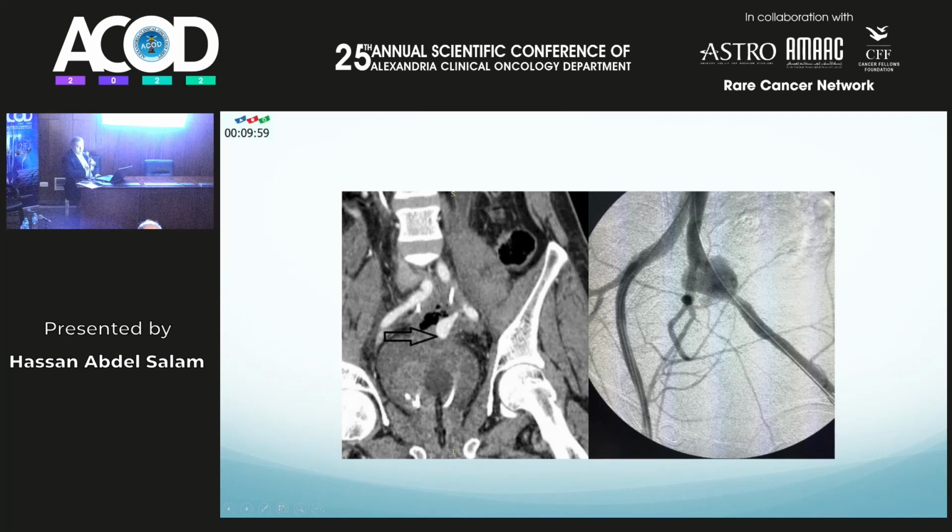This is the CT image, and you can see that this is contrast extravasation within the pelvis. The patient has sigmoid colon cancer and he has double J catheters within the bladder.